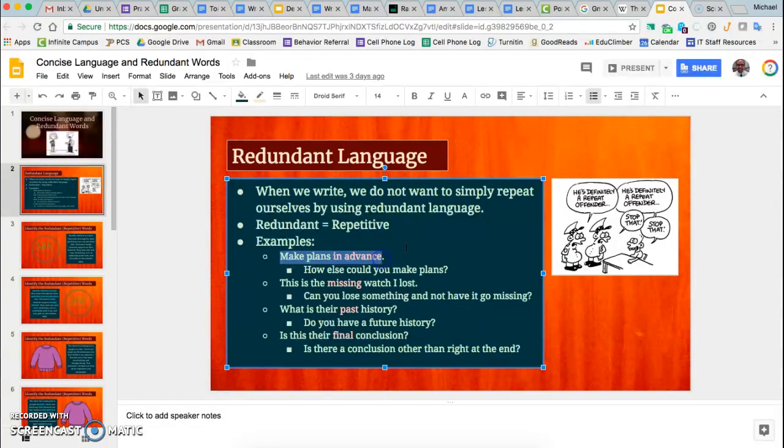Somebody might say that they need to make plans in advance. Okay, well, there's no other way that you can make plans. Nobody will try to make plans after the fact. So you can just say that we need to make plans. You can get rid of this phrase right here without losing any bit of meaning.